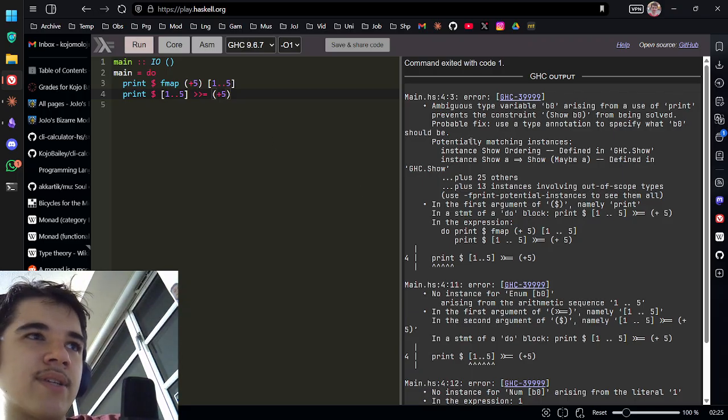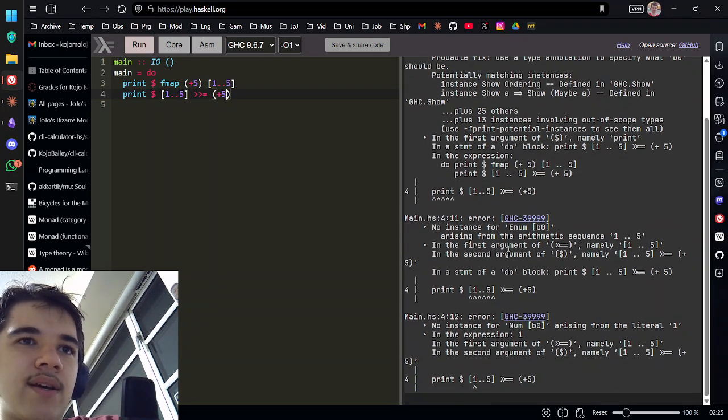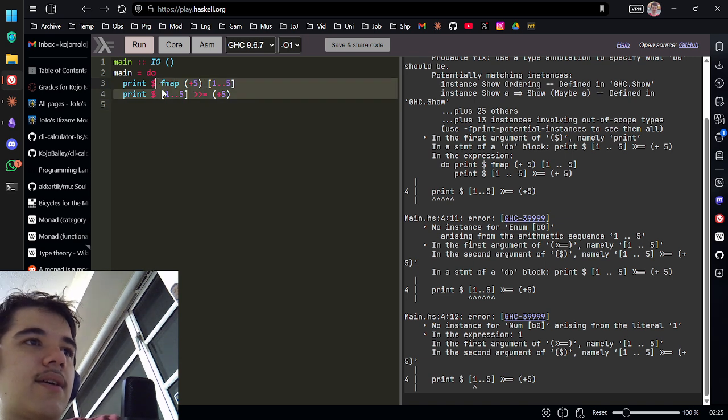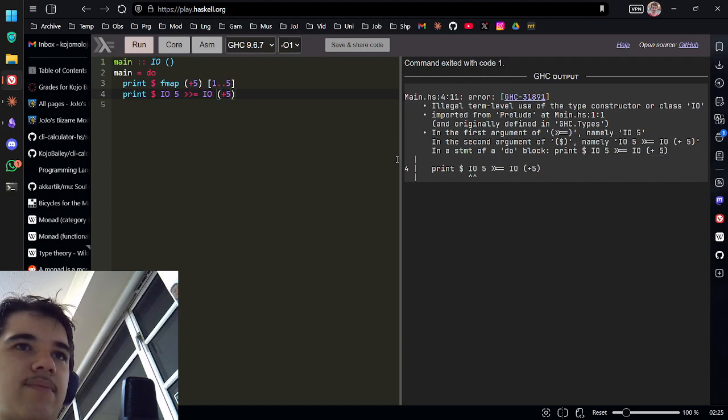Ambiguous available from as a prince. Okay. Yeah, no instance for the monadic operator. Yeah, interesting. Very interesting indeed. Obviously, you can do an IO 5, I think. I think this works. Though you can't print it, can you?